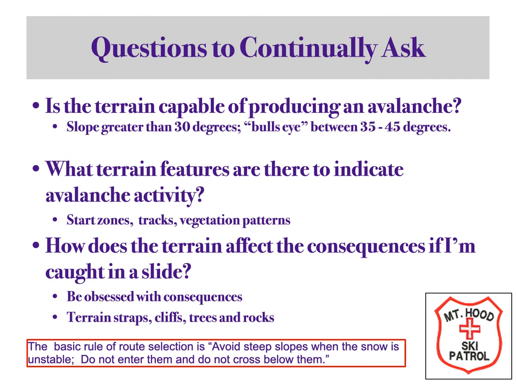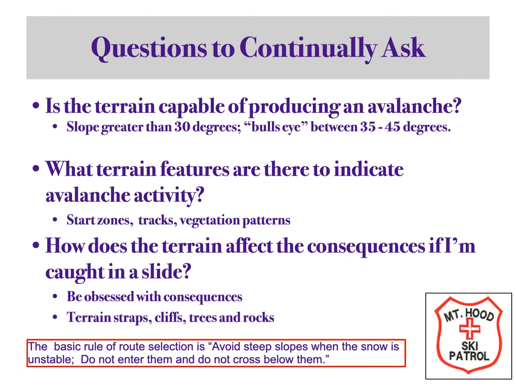We have discussed terrain considerations relative to avalanche risk, and the key questions we must always be asking when traveling in avalanche terrain. Is the terrain capable of producing an avalanche? Slopes greater than 30 degrees should always be suspect. The bullseye where most avalanches occur is for slopes between 35 and 45 degrees. Question number 2. What terrain features are there to indicate avalanche activity? Start zones, avalanche tracks, and vegetation patterns from previous avalanches are all indicators of avalanche risk.